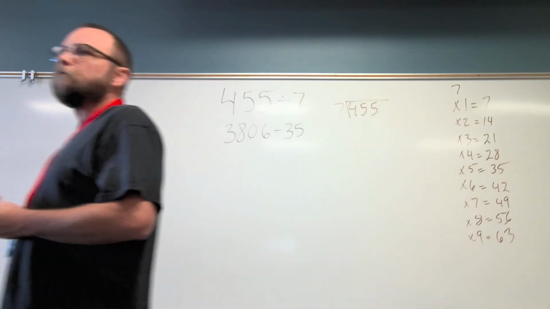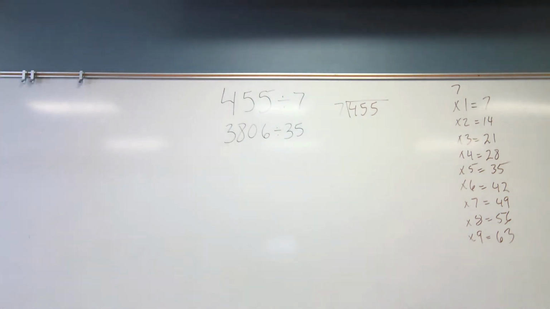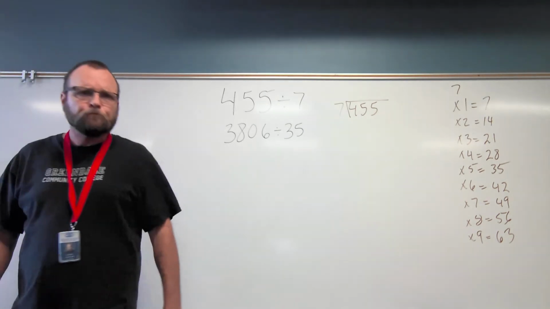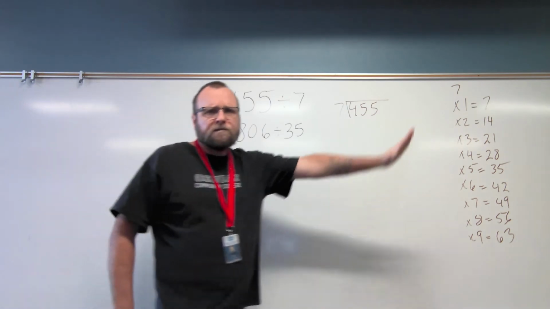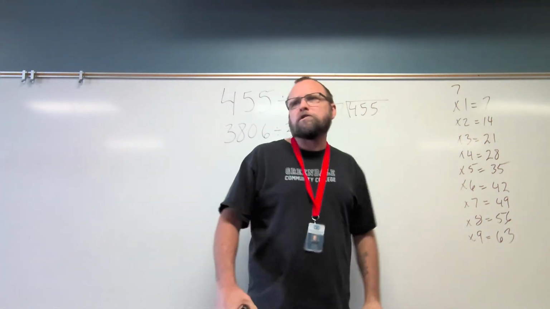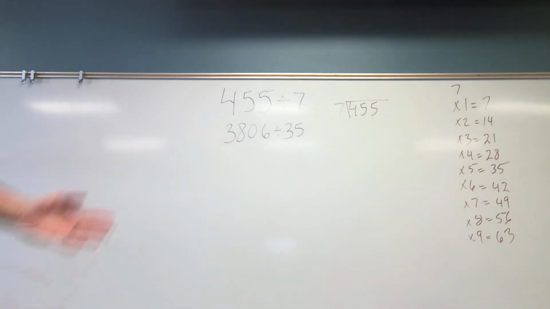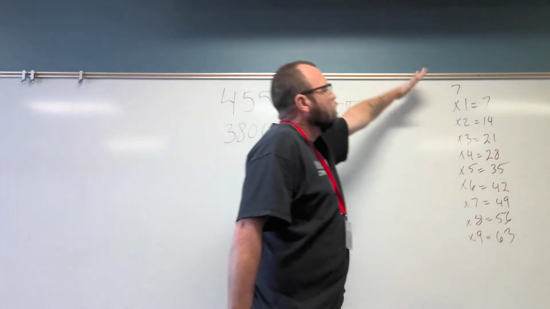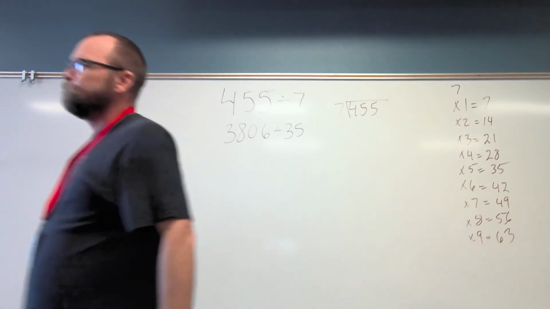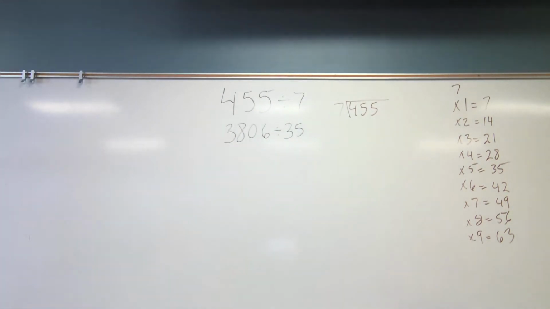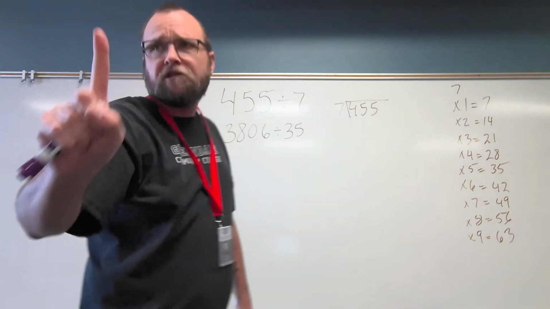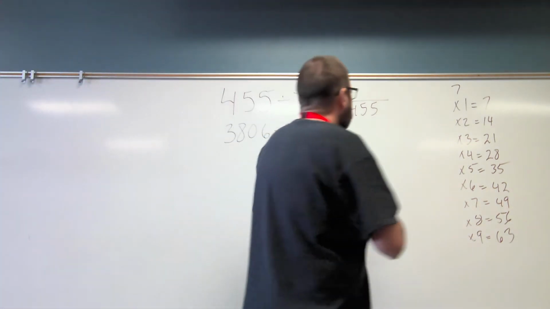7 is my divisor. 455 is my dividend. I am trying to find the quotient, which is the answer to a division problem. Listing multiples is the most difficult part of division, no matter how big your divisors are. That is the most work you're going to end up having to do. So if you can list multiples or multiply by 1-digit factors, then it'll be good.